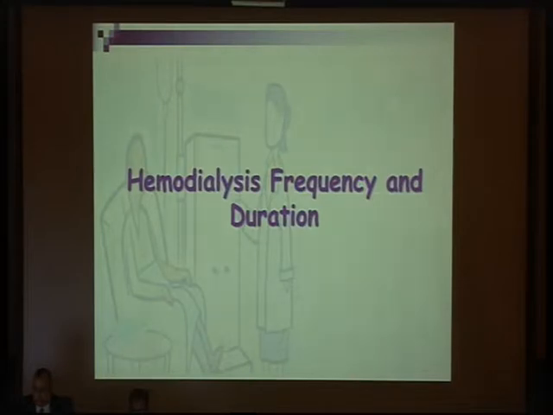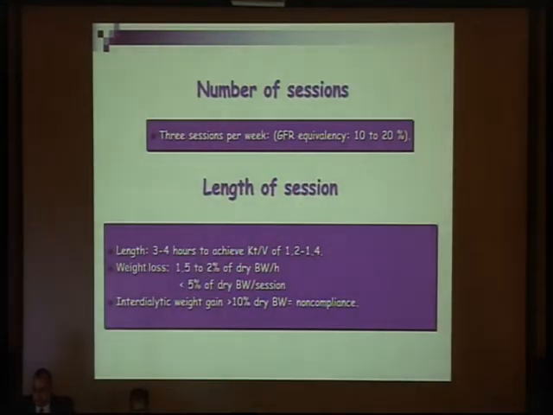Regarding the hemodialysis frequency and duration, we usually use 3 sessions per week, and the length of the session is from 3 to 4 hours to achieve an optimal Kt/V of 1.2 to 1.4. We must be sure that the weight loss during the 3 or 4 hour session is not more than 5 to 7% of the dry weight of the patient.